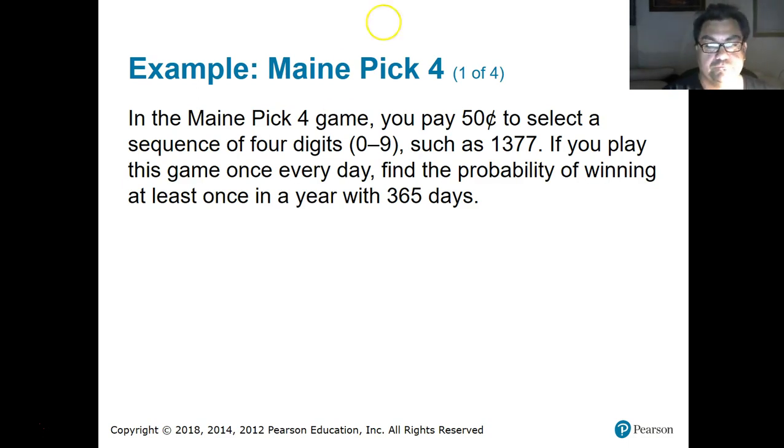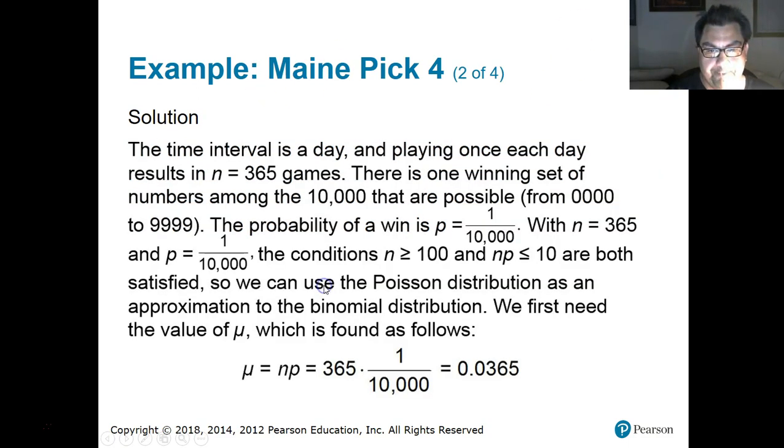All right. So n is equal to 365. The probability of winning is 1 out of 10,000, because we have 10 times 10 times 10 times 10 for each of the 4 digits. It can be anywhere from 0000 to 9999. So 1 in 10,000. So n times p is going to give us a pretty low number.